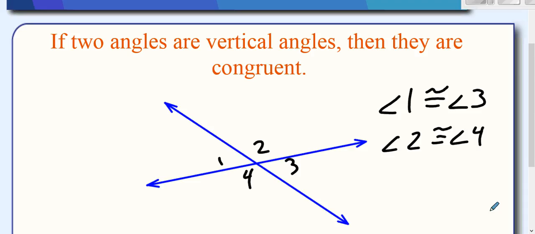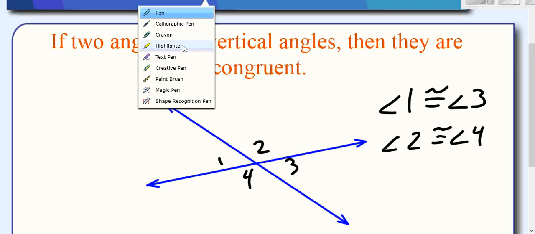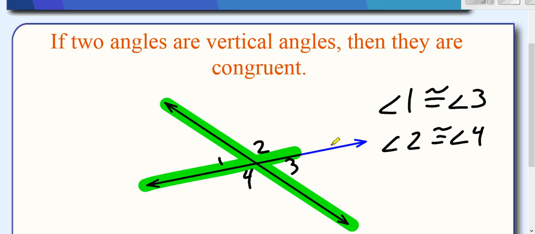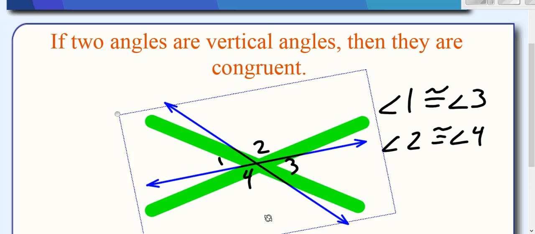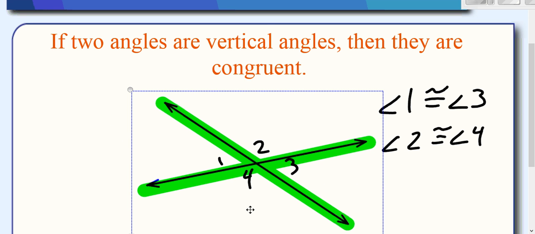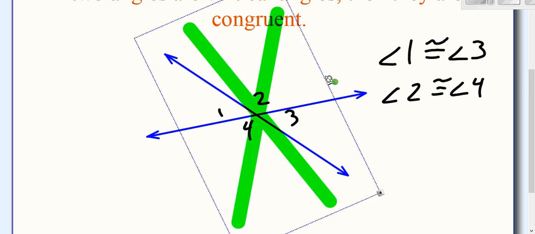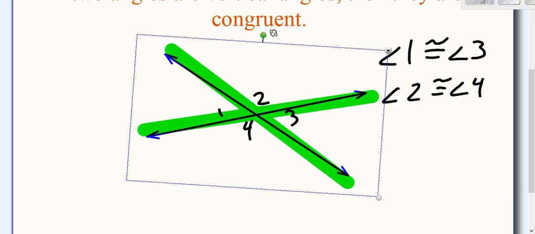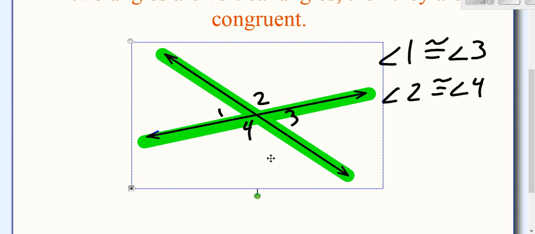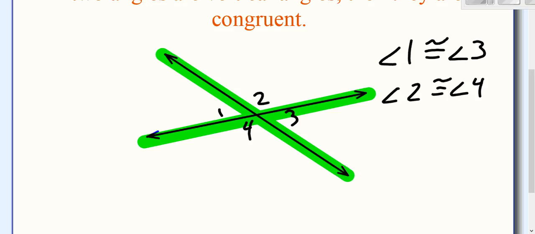Now, we just did a proof for it, so we know it's true, but it's also pretty easy to know that it's true because you can take these two lines. Let me trace over them real quick. And you can rotate it. And I rotated it 180. I'll rotate it back 180. Whoops, too far. And you can see that angle 1 and angle 3, when you rotate it around, that they match up. So you can kind of see that they are congruent because of a 180-degree rotation.